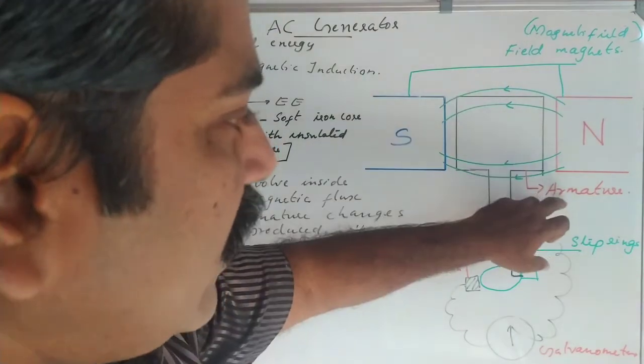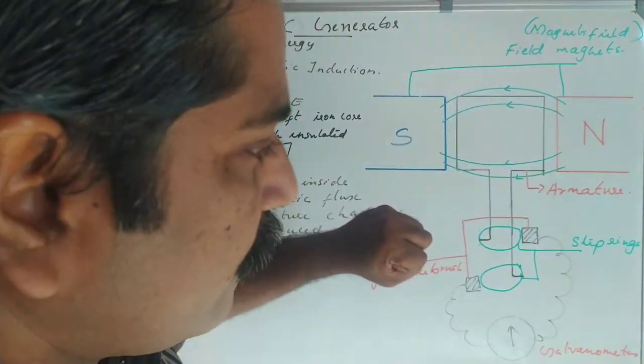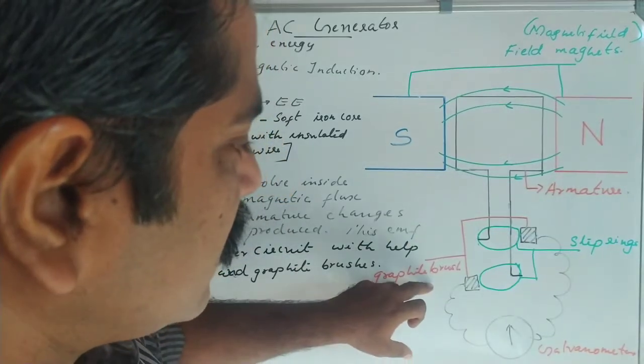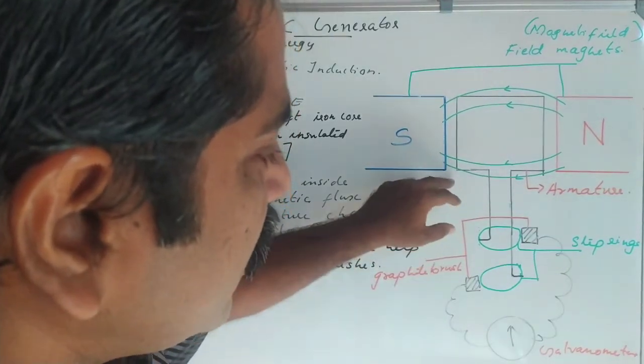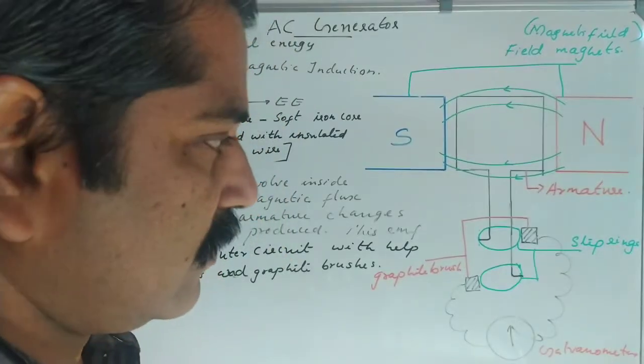Field magnet and armature produce EMF. Slip rings and graphite brushes take the induced EMF out to the outer circuit.